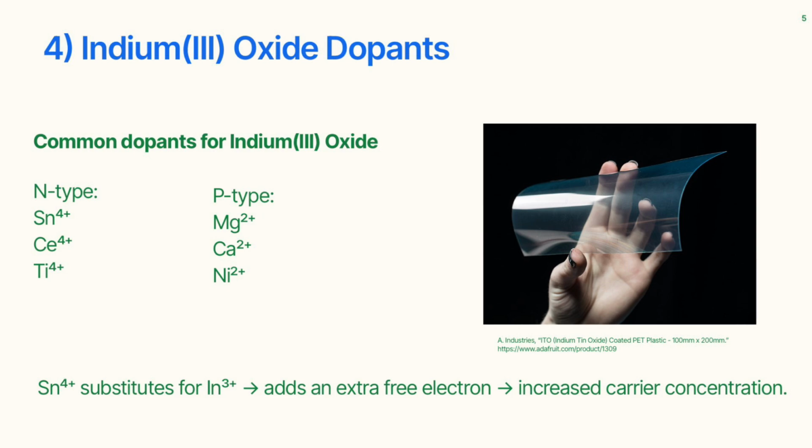Lattice distortion is minimal due to the size similarity of the dopants, like tin, with indium, which preserves the conductivity and transparency. For our tin example, it is a substitutional doping, in which tin is substituted for indium and adds an extra free electron and increases the carrier concentration.